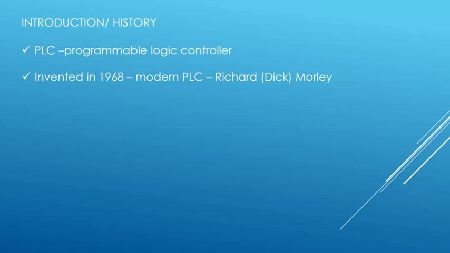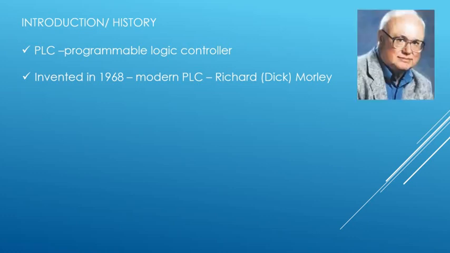PLC was invented in 1968. It was invented first by a company called Modicon. Richard Morley used to work for Modicon. He is considered the father of the modern PLC in most of the books. So he's a very smart guy, the one you see on the right side. Unfortunately, he passed away a few years ago. He used to be a director of SME organization. He got a lot of rewards, including from Boeing, because he contributed a lot to the automation industry.